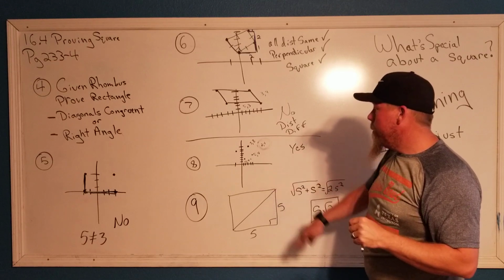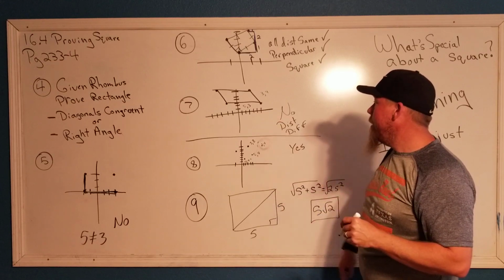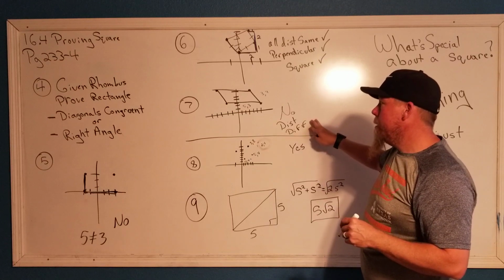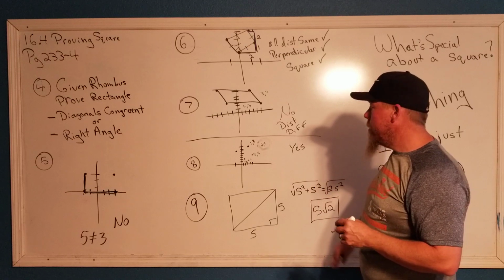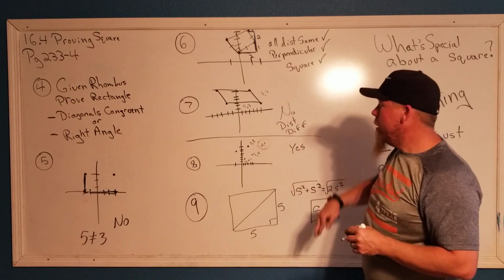You'll see it again down here. When we get here, I'll show it to you. So number 7, distances are different. This one is a parallelogram, but it is not a square. And you can find that pretty quickly using the values. Number 8, same idea that I talked about here.